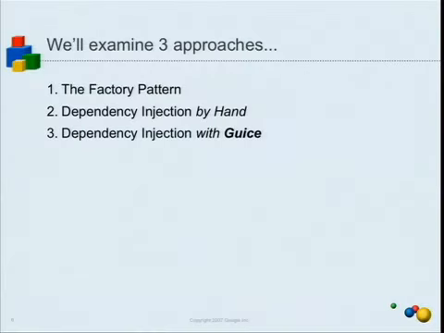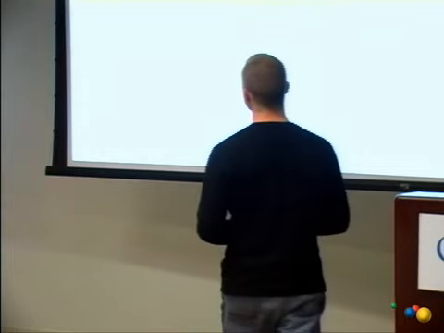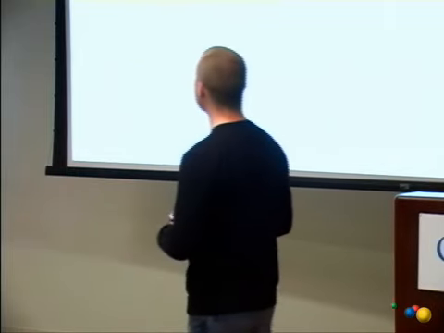I'm going to take three approaches to solving this problem. The first one I'm going to start off with is something I'm sure everybody's familiar with, the factory pattern. The second one I'm going to show you is dependency injection by hand. Dependency injection is just kind of a variation of the factory pattern, the way I look at it. You don't necessarily need a framework. And the third example is going to be dependency injection with Guice. I'm going to show you how Guice benefits you over doing dependency injection by hand.